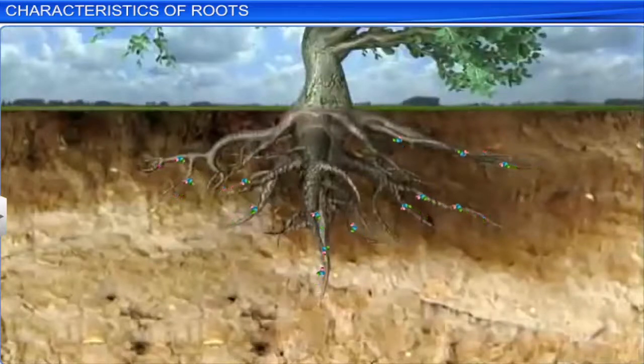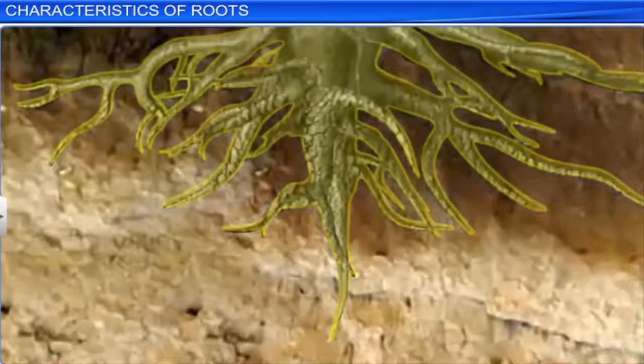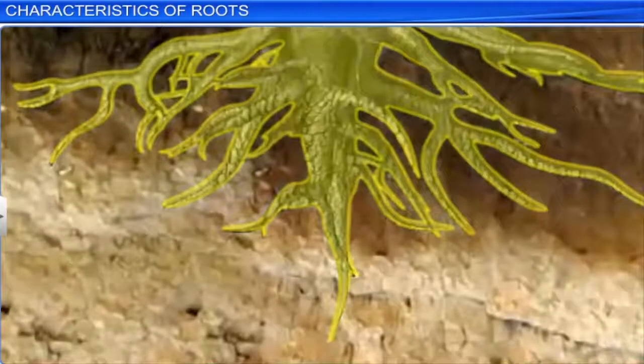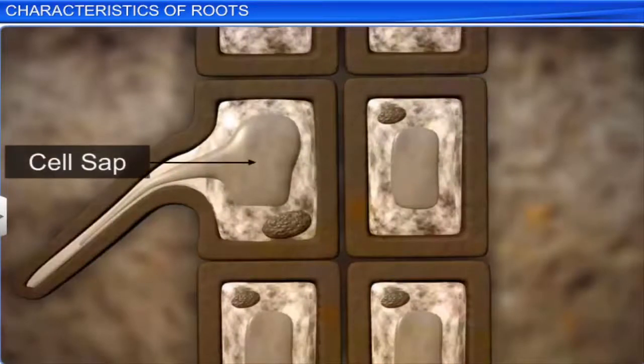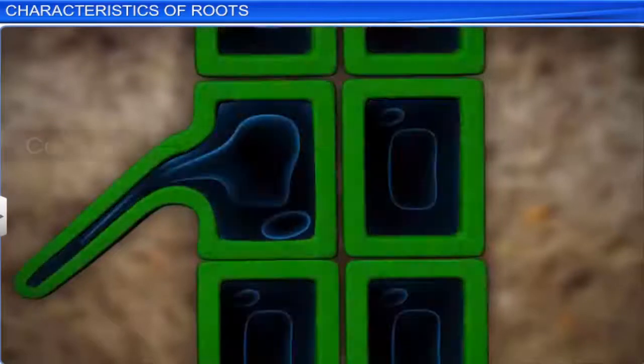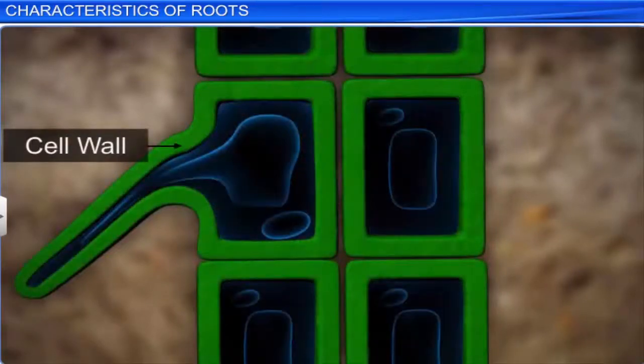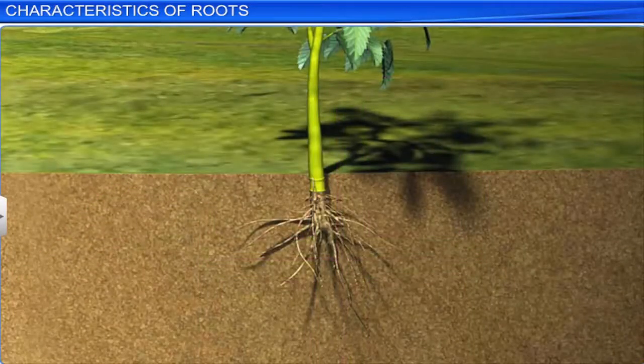The ability of the roots to absorb water depends on factors like large surface area of the rootlets and root hairs, high concentration of cell sap of root hairs, and thin walls of the root hairs. Let's see how surface area affects the absorbing ability of the plant.